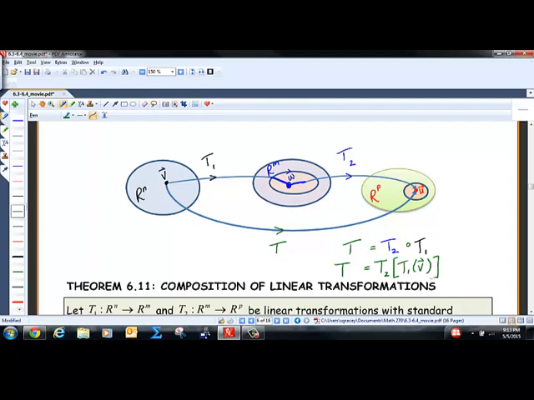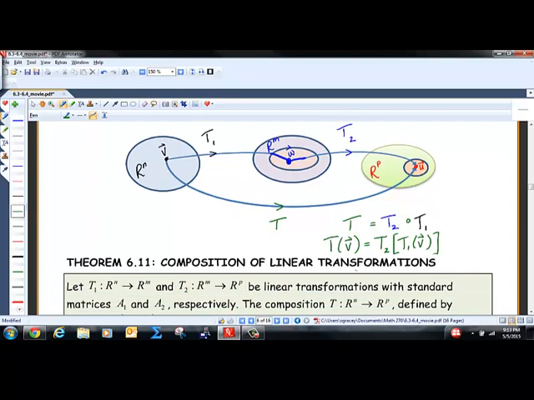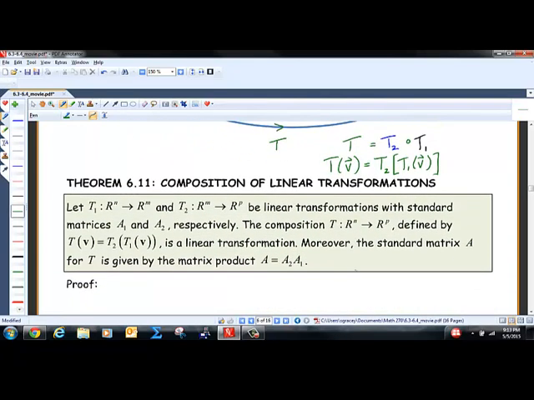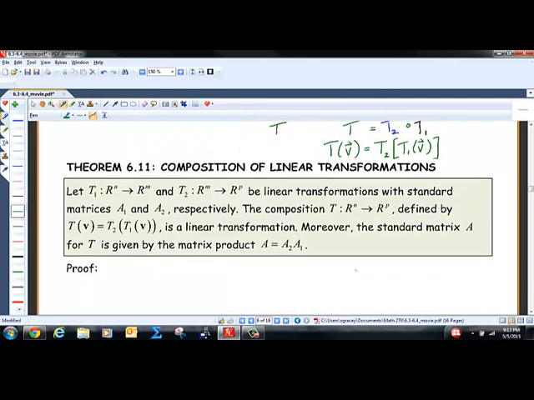Okay, so far? Let's be nicer about this notation. We'll call this guy T at V. Alrighty, so let's take a look at what we have going on. We have this theorem here, composition of linear transformations. You can read through that.